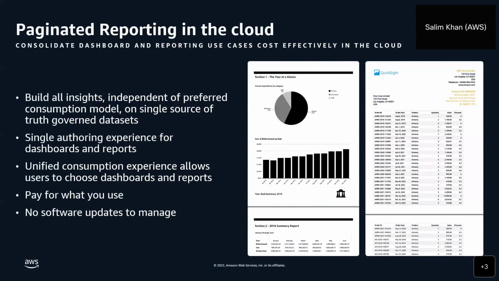What do we mean by that? With Paginated Reports, we have consolidated both the dashboard and the reporting use cases. Customers no longer have to have a disjointed experience for their authors and end users who are familiar with the QuickSight interface. So users don't have to decide between a dashboard or a report. It can be consumed all within the same UI. You can use the same data sets as a single source of truth. And finally, you only pay for what you use, no upfront licensing costs or long-term commitments.